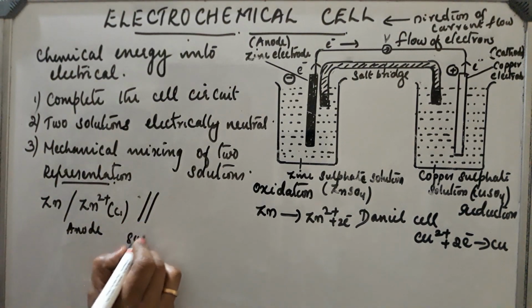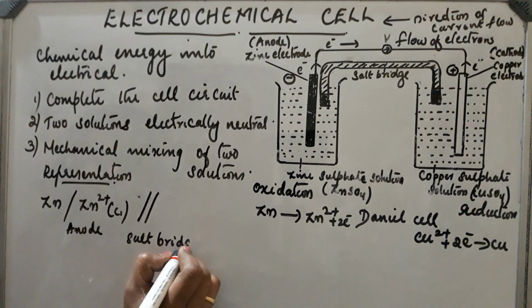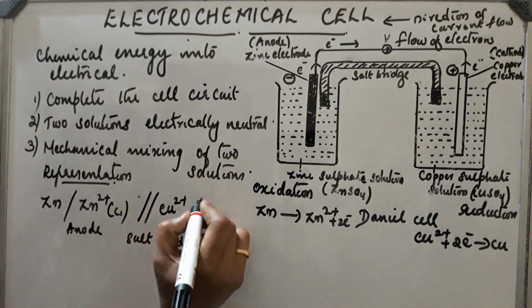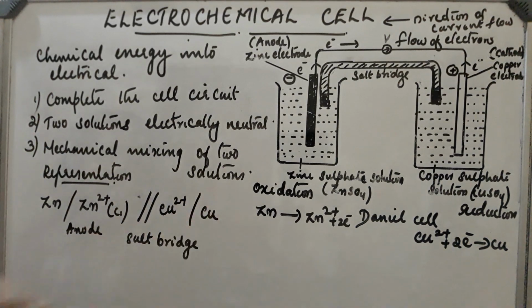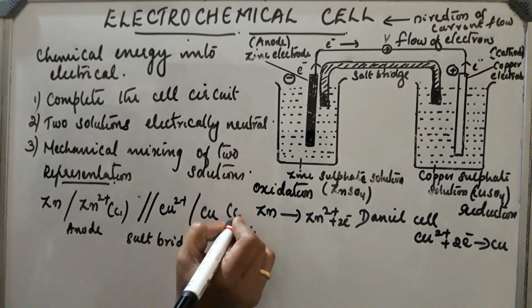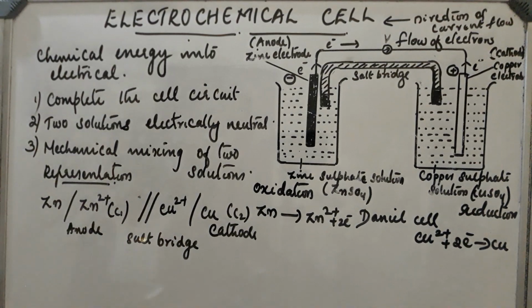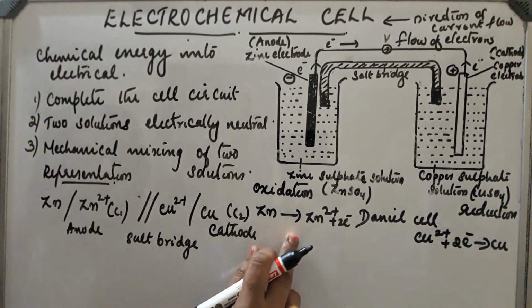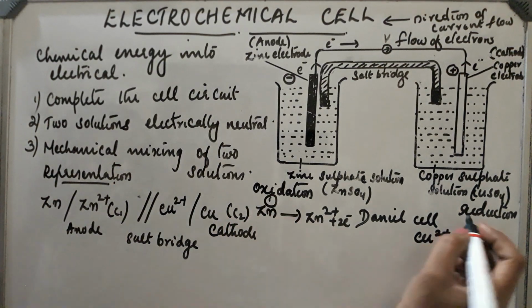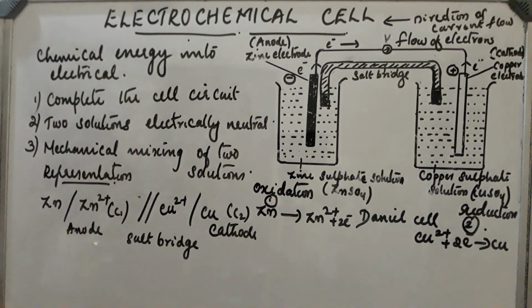This represents the salt bridge. Now, on the other side, copper Cu2+ gets converted into copper and it gets deposited. This is the cathode. This is the second half cell. So like this, we can represent the cells. In the first half, oxidation is taking place, and in the second half, reduction is taking place.